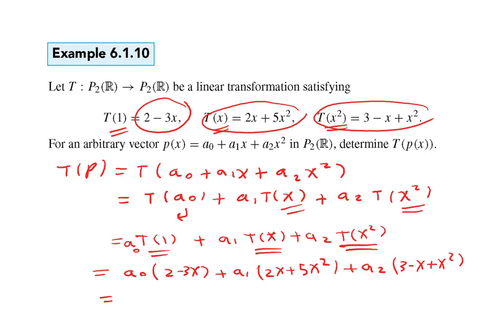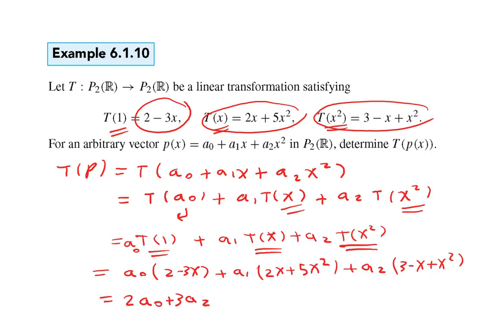At this point you might feel like you're ready and you're done, but that's not done. I need to see it in the form of a second degree polynomial. What's the constant term, what's the first degree term, and what's the second degree term. So here's my constant after I rearrange: 2 a sub 0 plus 3 a sub 2.